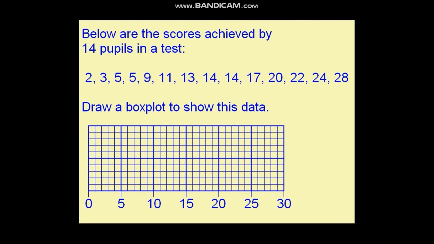Here's a question for you to try now. Press pause and have a go. When you're ready, press play. Here's the answer.